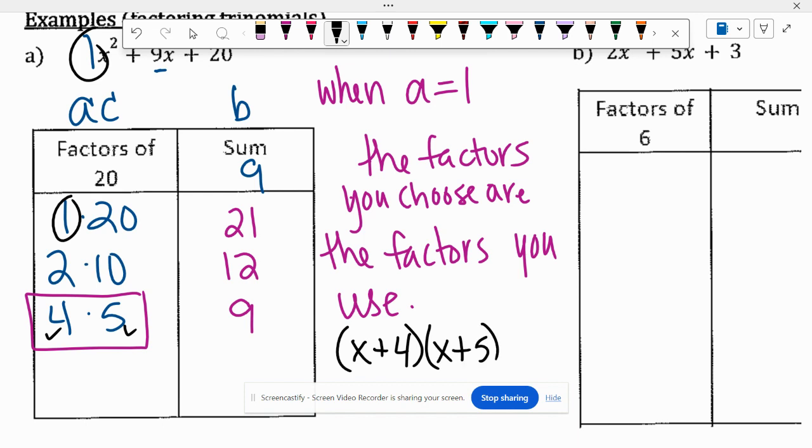It doesn't work that way. It doesn't work like that when A is not 1. It only works when A is 1. That's only true when A is 1. So it's going to be good for us to do an example where A is not 1.